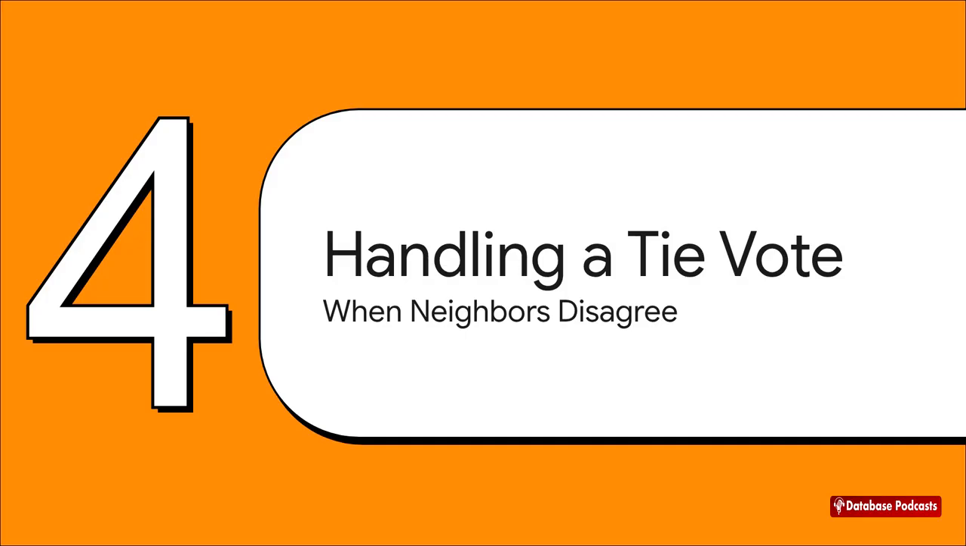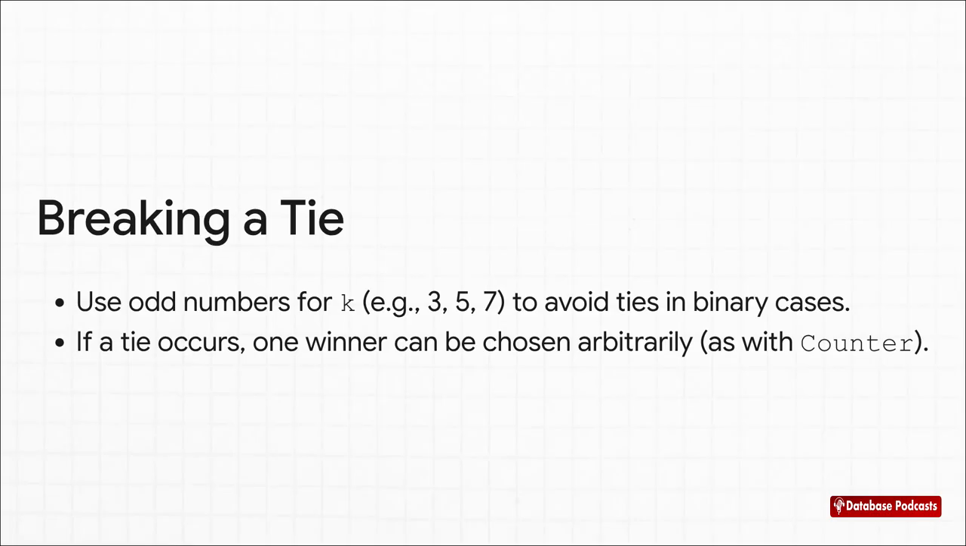Okay, so we've got a better handle on distance. But what happens if the neighbors just can't agree? You know, what if we pick K equals 4, and we end up with 2 votes for Python and 2 votes for Java? Now what? Fortunately, there are some pretty simple, common-sense ways to handle this.